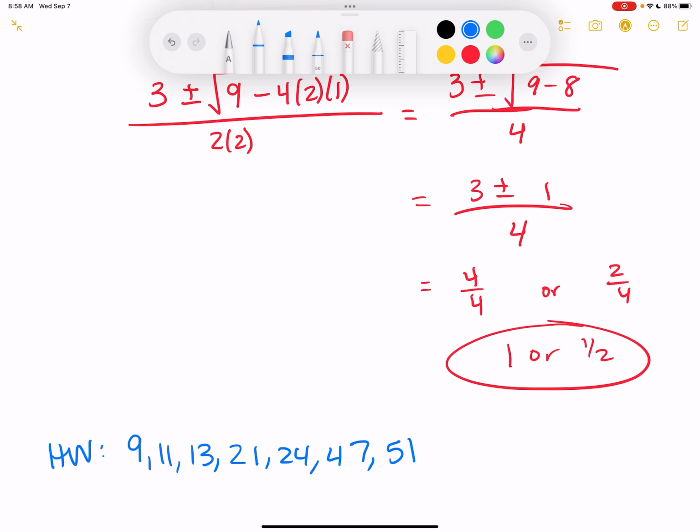Solve by the method of your choice. So you can factor, use square roots, quadratic formula, whatever you're feeling, doesn't matter.